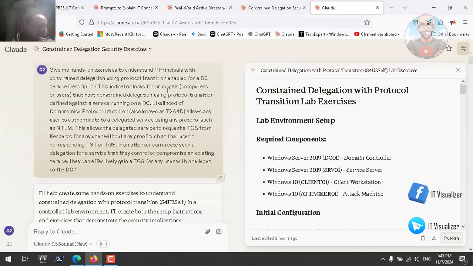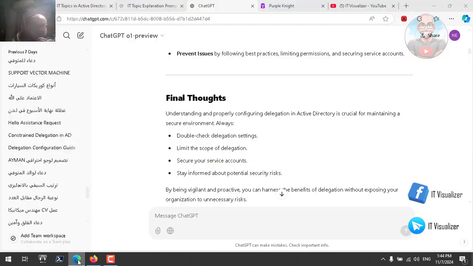So very, very good. Now we have a full understanding of why we should not use a service account or delegate or make constrained delegation for a service account and enable protocol transition. So this is the first answer.